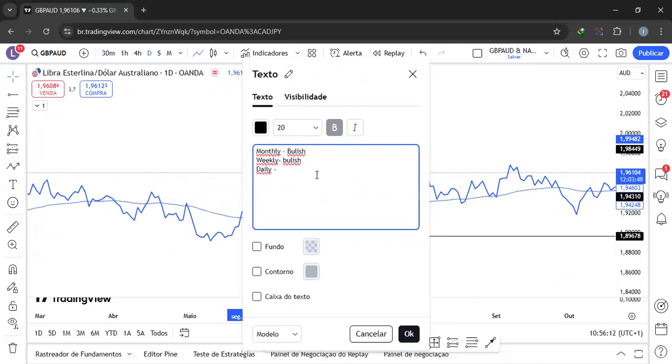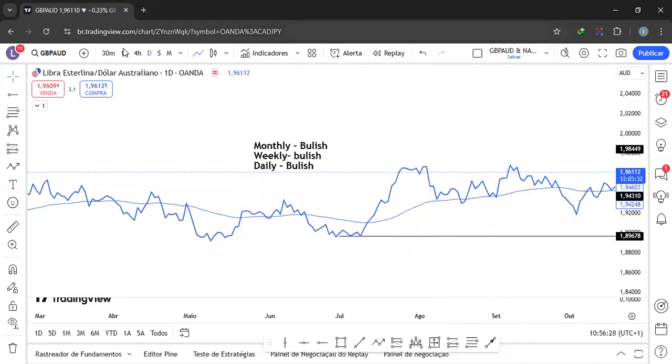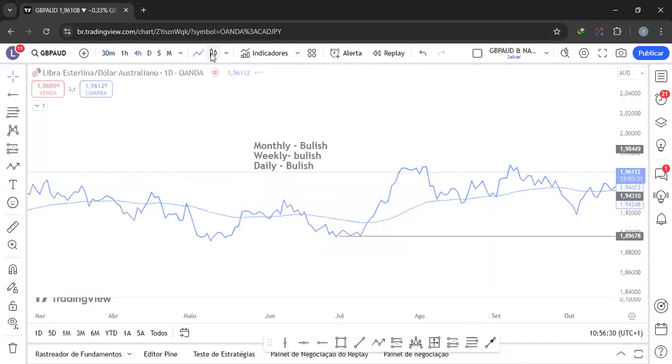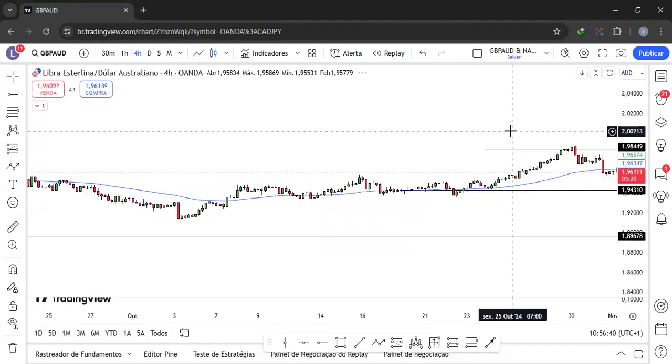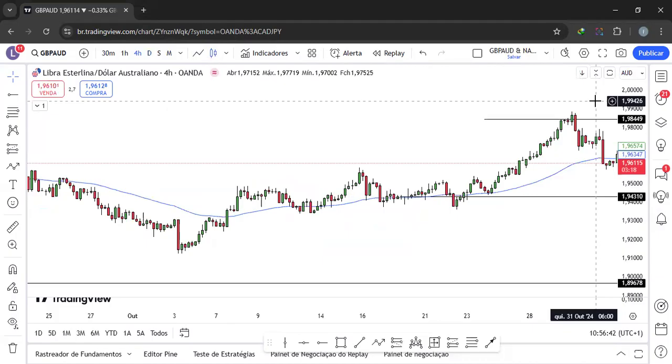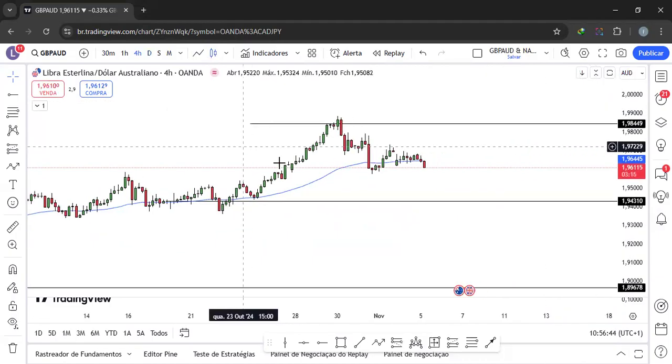Remember what I said before: all time frames must be in sync, or at least 3 time frames must be in sync to make us make a decision. Okay, daily is bullish, and if we go down to the 4 hour time frame, I'm gonna change the chart to candlestick patterns, so that we can see what's happening here.